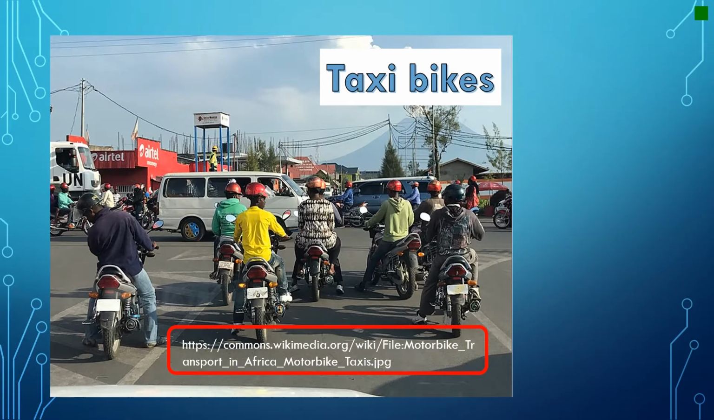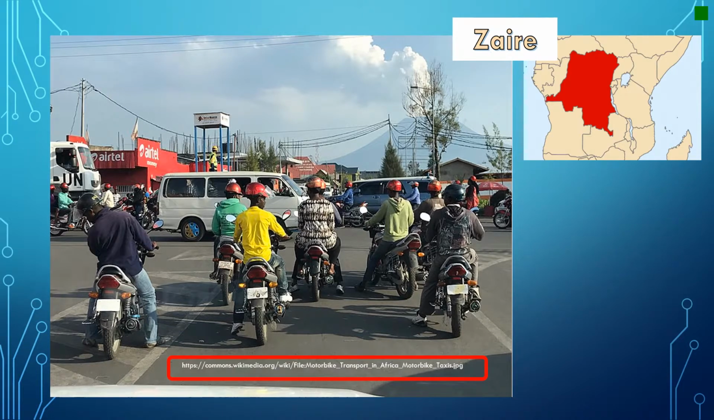I want to say something about motorbikes in Africa. I click on the thumbnail, I find the full-size version of the image, which turns out to be stored on Wikimedia. I copy the link and include it in the picture as an attribution. This picture was taken in Zaire, or the Democratic Republic of Congo. To make the link less disturbing, I reduced the font size.